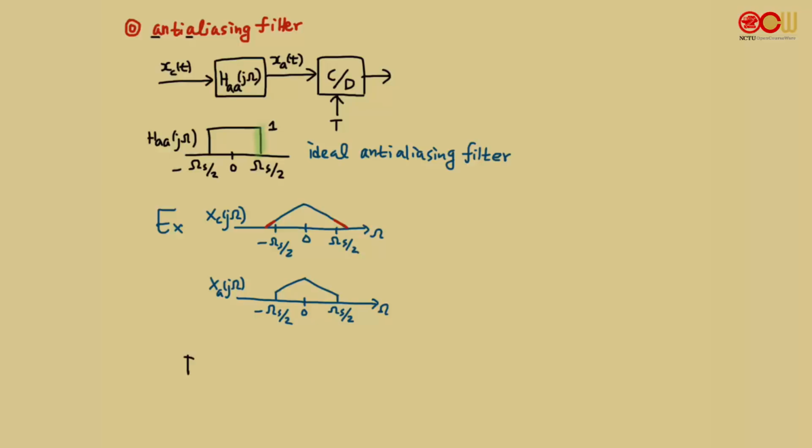If it's a practical HAA, it would look like this. It's going to be straight in the pass band, but then it will drop gradually to the stop band, and this is omega s over 2. This is the transition band.